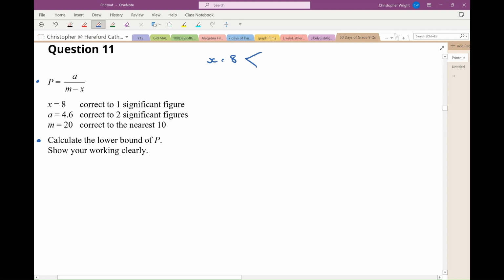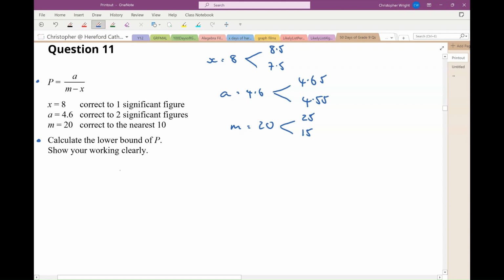So x is 8, correct to one significant figure. So an upper bound and a lower bound. A is 4.6, correct to 2 significant figures, so an upper bound and a lower bound. And m is 20, correct to the nearest 10. Half of 10 is 5, so go up by 5 and go down by 5.